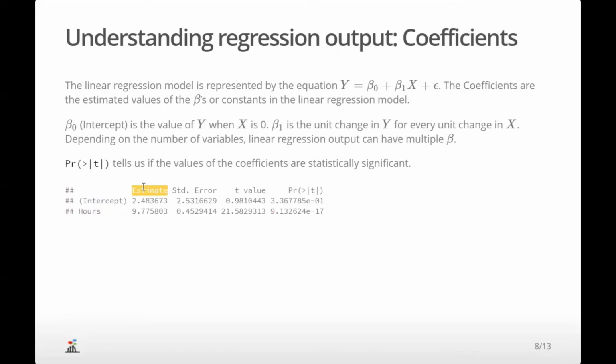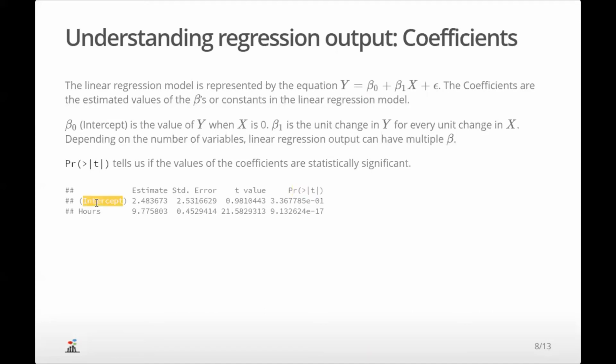So we have the estimate, which are the values that we can replace these betas with. We have the standard error, which is the standard deviation of our coefficients. And we have our t-value, which we can get by dividing our estimate by the standard error, and our p-value, which tells us if our estimates are statistically significant. Most of the time, we will only be interested in the estimated coefficient value and the p-value. So we'll just have to focus on these two.